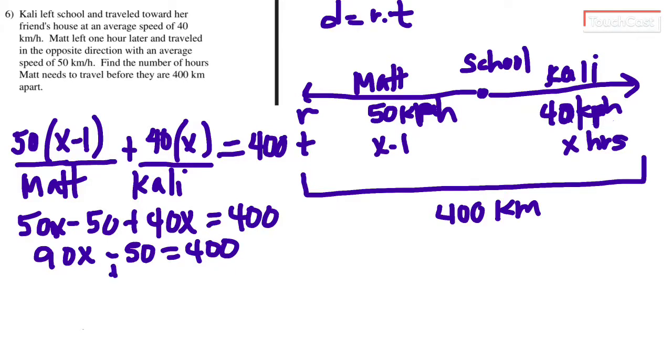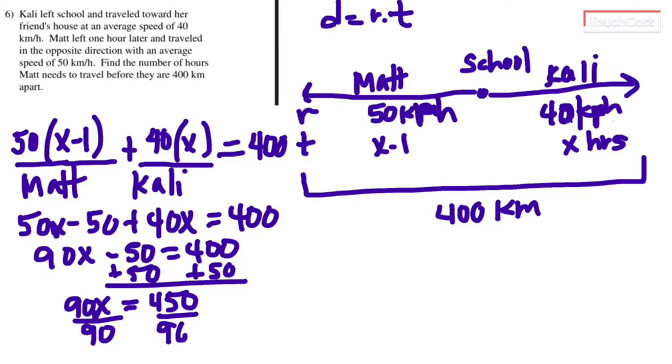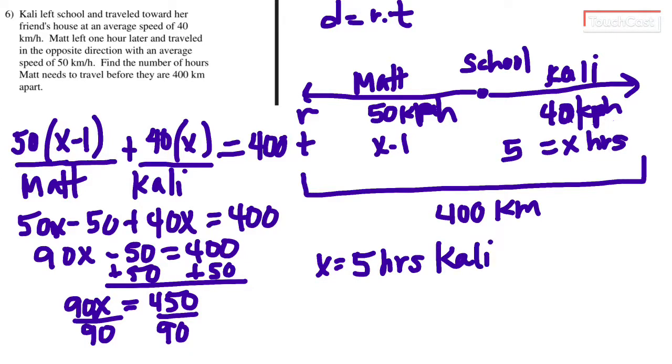Then we can add our 50 to both sides to get x on a side by itself. So we have 90x is equal to 450. Divide through by 90, and we get x is equal to 5. And that represents Callie's time driven in hours. So we have 5 hours that Callie drove. And we know that Matt drove for 1 less hour, so he only drove for 4 hours. And then we make sure that we answered the question, and it says find the number of hours that Matt drove. So, yep, that's the one we needed.